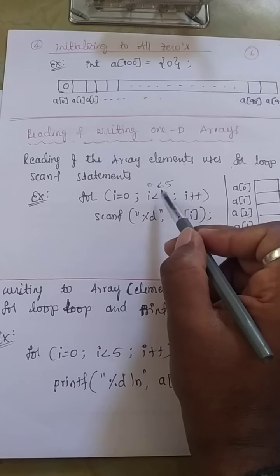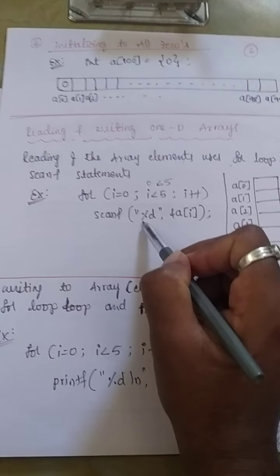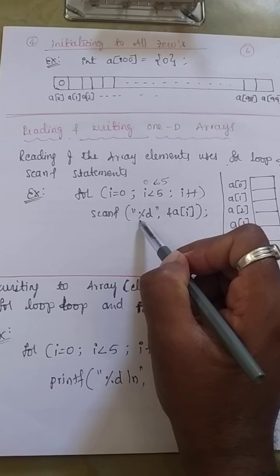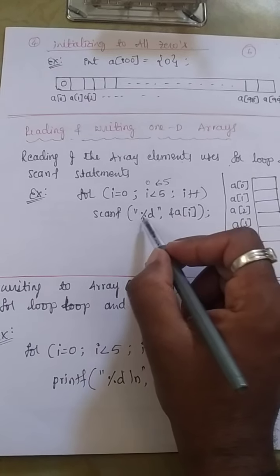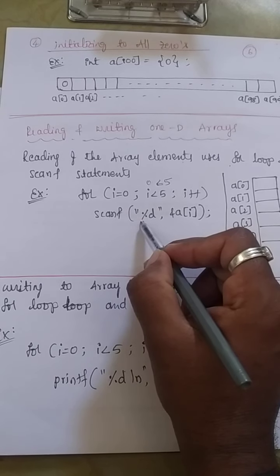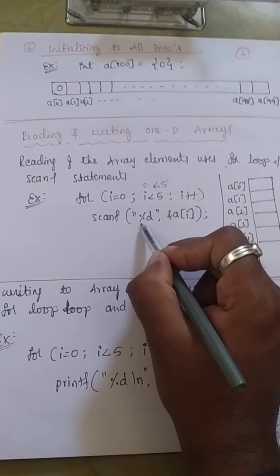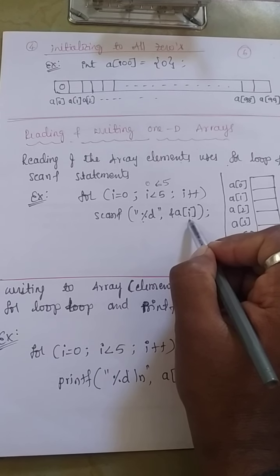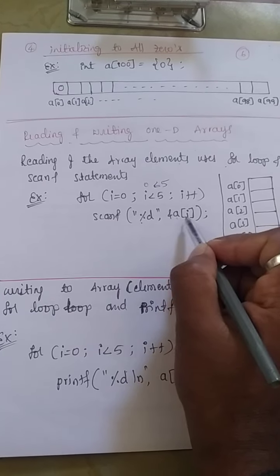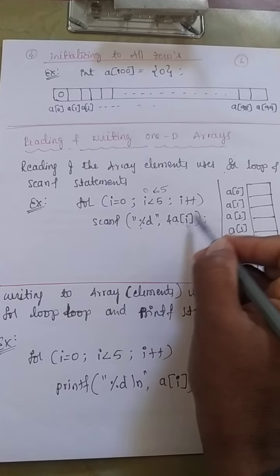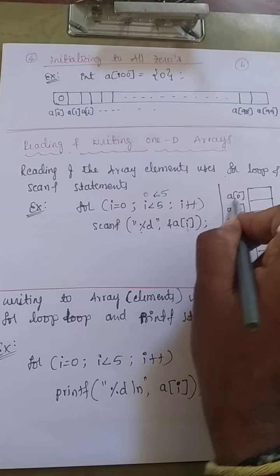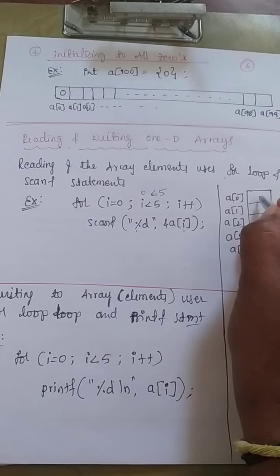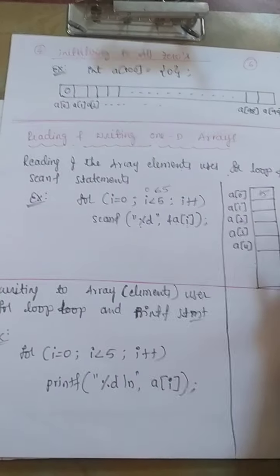When this condition is true, control jumps to the scanf statement. So scanf statement is an input statement which reads the value from the keyboard. So when the condition is true, this scanf statement executes. Here we have %d &a[i]. Now substitute the i value. How much is the i value? 0. a[0], it means this location. In this a[0] location you can enter any one value. Suppose I am going to enter the value 5.